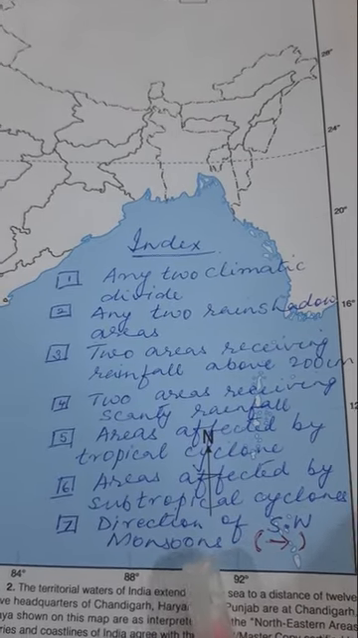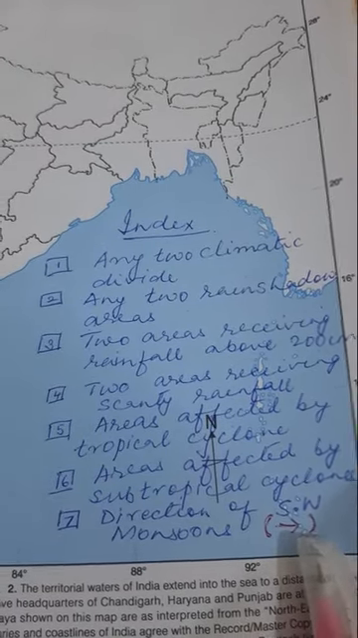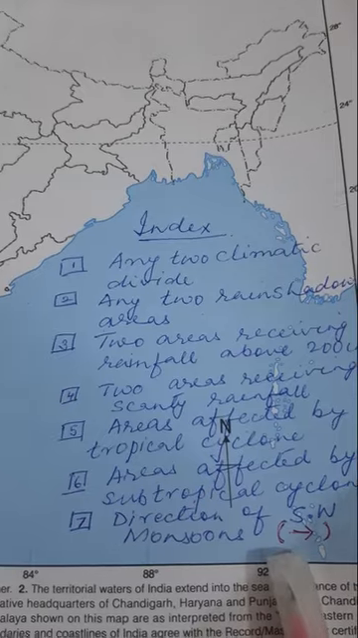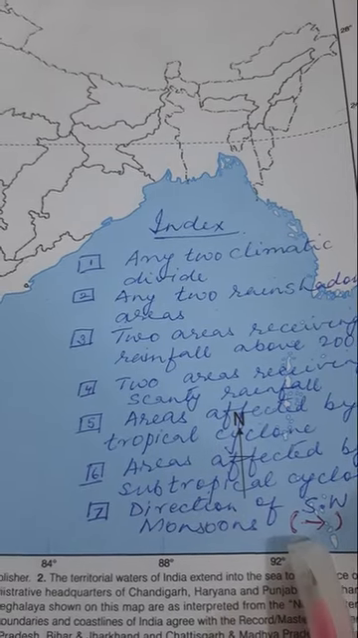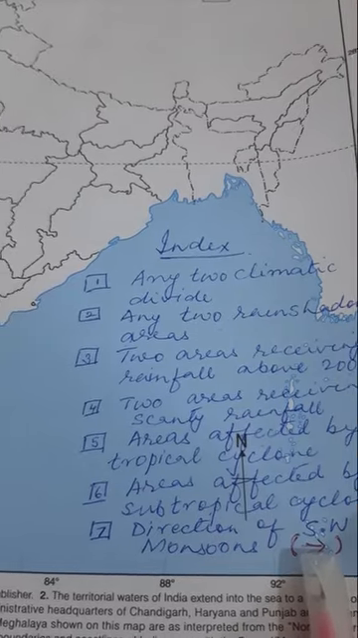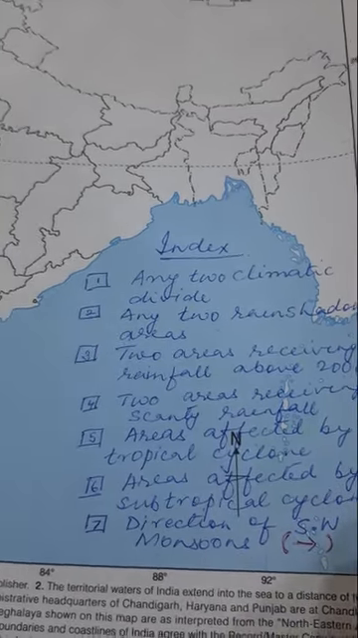Our seventh one will be the direction of southwest monsoons. Now children, we will use this red color arrow for noting the direction of southwest monsoons. So southwest monsoons we will draw with the help of arrows, but we will draw it very neatly. Do not make your map very dirty.